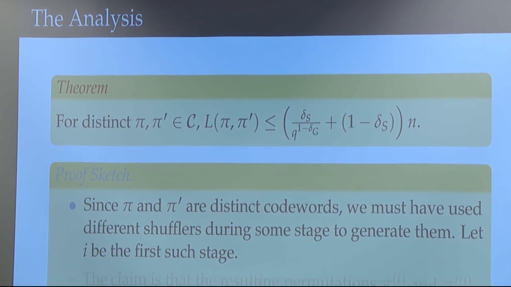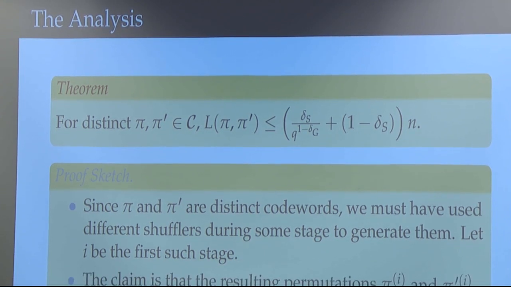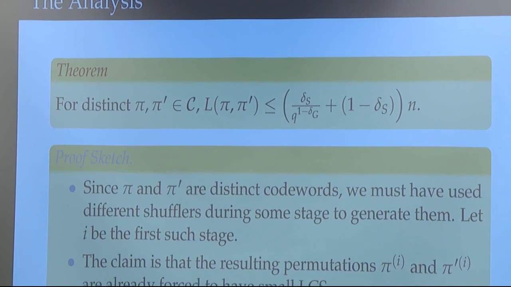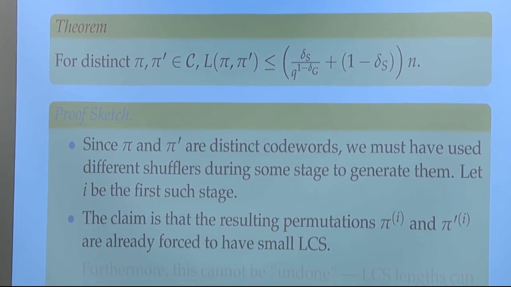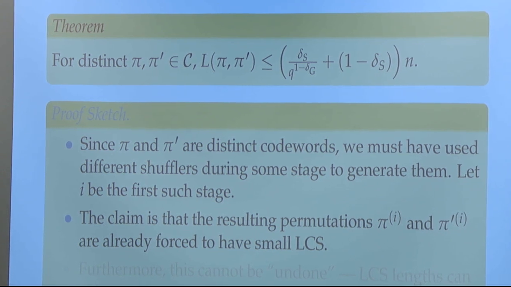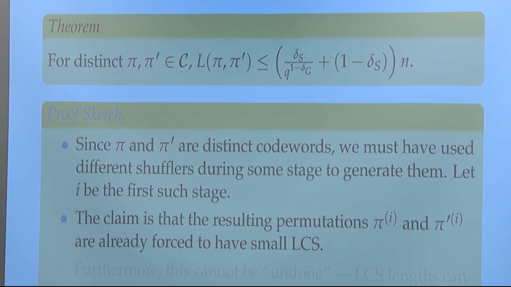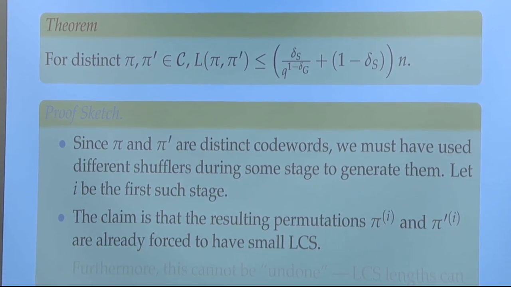Let I be the first such stage. And the claim is that the resulting permutations at the end of stage I, pi I and pi prime I, are already forced to have small LCS. So you have pi and pi prime, they're different, so you must have used different shufflers. Let I be the first stage where you did something different. The claim is, at the end of that stage, you already have very small LCS.